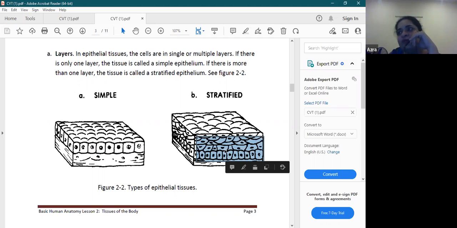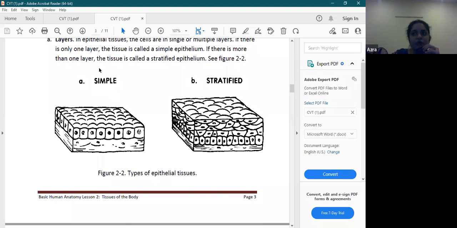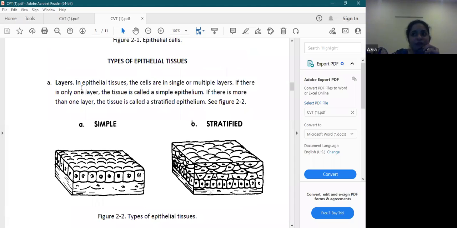Look, this layer, this one, and this one is also. This is the multi-layer. So this is called stratified epithelium. So there are two types of layers. A single layer is called simple epithelium, and if there is more than one layer, it is called stratified epithelium.